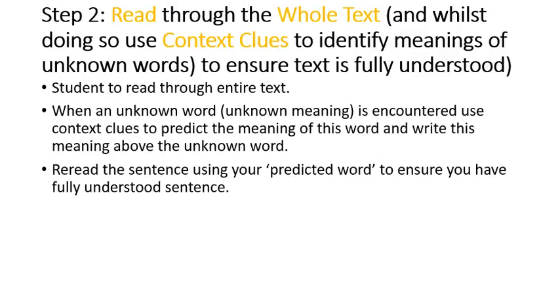And while the student is reading through the text, I encourage them to use something called context clues. Context clues are used to identify meanings of unknown words. And this ensures that the text is fully understood while it's being read. Obviously, if there are words with unknown meanings within a text, this throws the student off in terms of fully understanding the contents of the information. Okay, so what is a context clue?